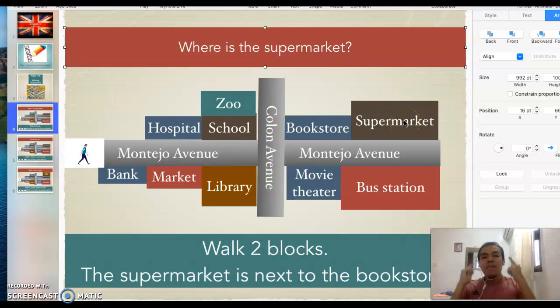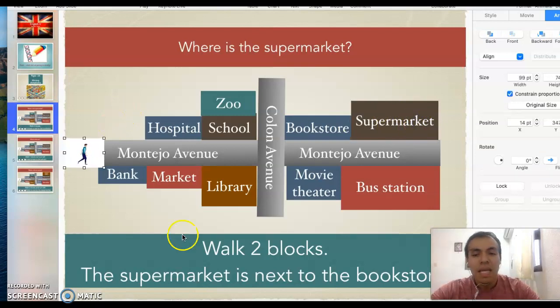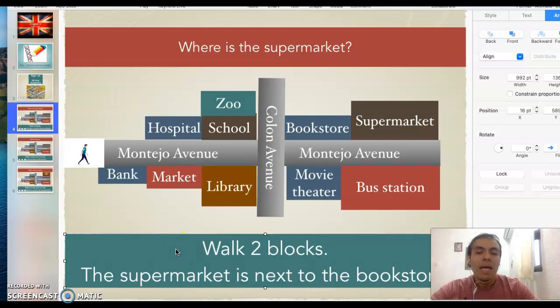And we have to check. On the map, we have here the supermarket in color brown. And the answer is in color green. And we start with this expression. Walk 2 blocks.